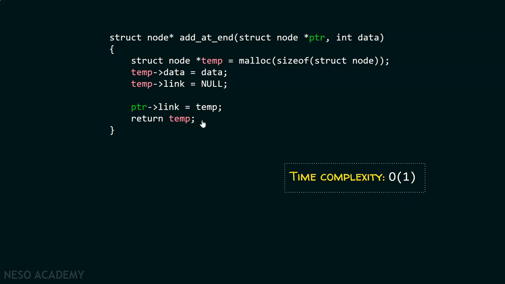Every time we are updating the PTR and every time we are passing PTR to this add at end function, so that there is no need for traversal at all. We always have a pointer which is pointing to the end node of the list. And in this code, we are just doing two things. We are creating the node, which will take constant amount of time, and we are updating the link part of the previous node, which will again take constant amount of time. And that's it. That is why this code takes constant amount of time.